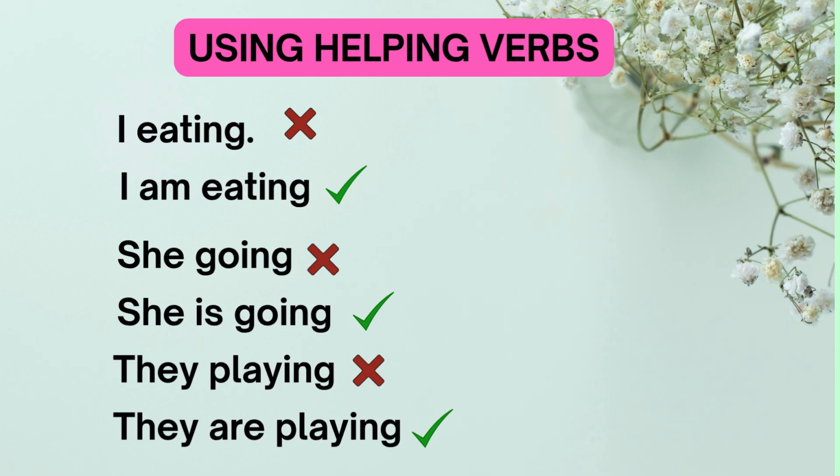Wrong sentence: I eating. Correct sentence: I am eating. Wrong: She going. Correct: She is going. Wrong: They playing. Correct: They are playing.